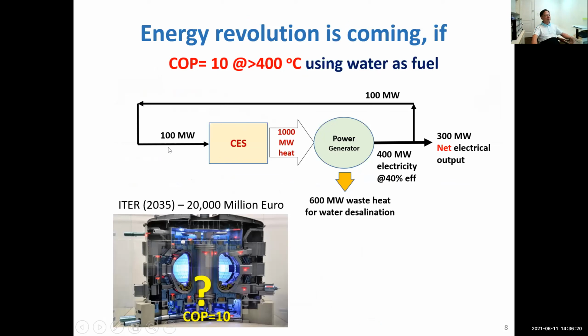For example, if we put 100 megawatt heat into the machine, produce 1,000, then generate electricity at 40%, 400, then you get a net of about 3 megawatt electricity. I think if this happens, then we don't need a heater.